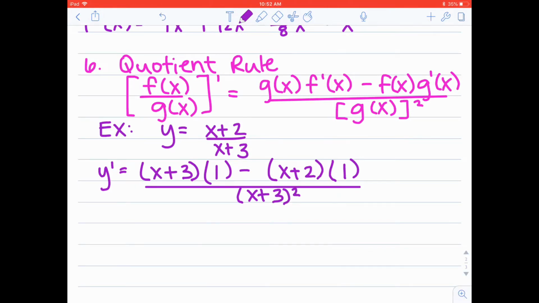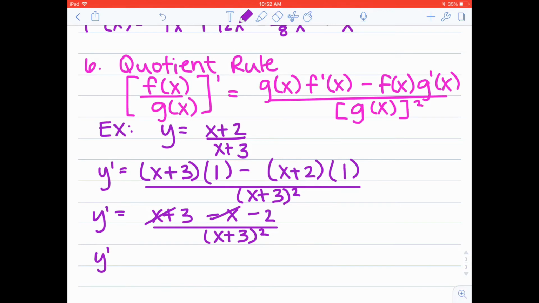Alright, so on the top, we have x plus 3 times 1, which is just x plus 3, and then we're subtracting x plus 2 times 1, so we're subtracting off x and we're subtracting off plus 2. And we've got x plus 3 squared. So the x's cancel, and we get that the derivative is 3 minus 2, which is 1, over x plus 3 squared.